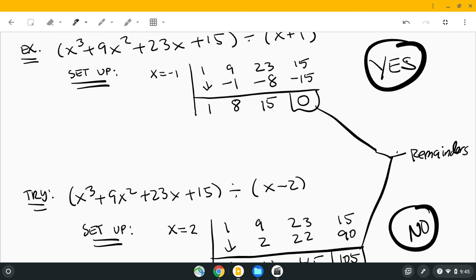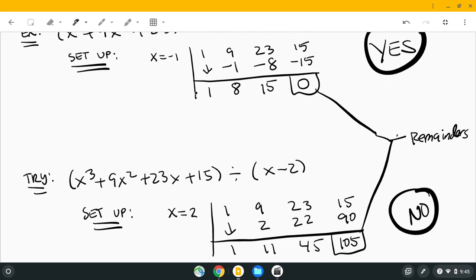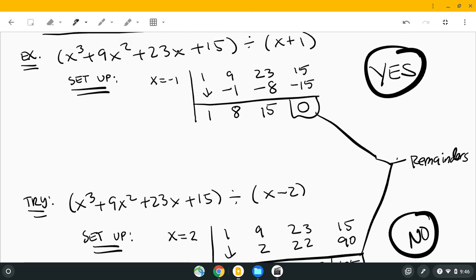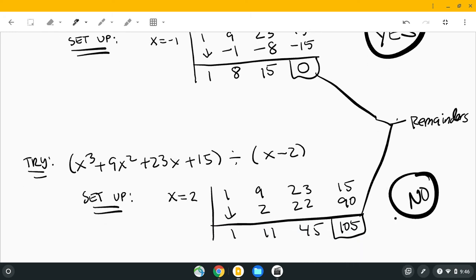But here at least we found 1, and that's always good, okay? So that's all you have to do for the homework. You just have to check and determine if the binomial is a factor of the degree 3 polynomial. Okay, so you do your synthetic division. If you get 0 for the remainder, then yes, it's a factor. If you don't get 0, then it's no.